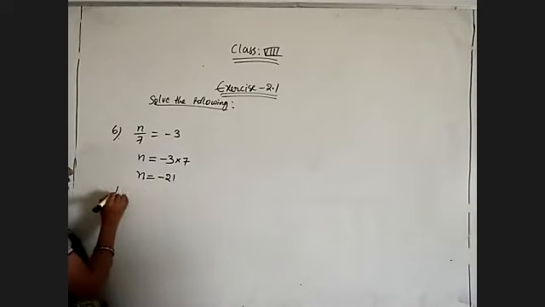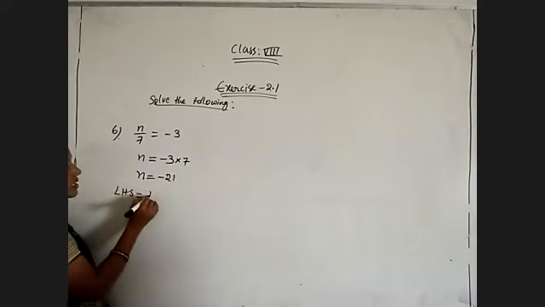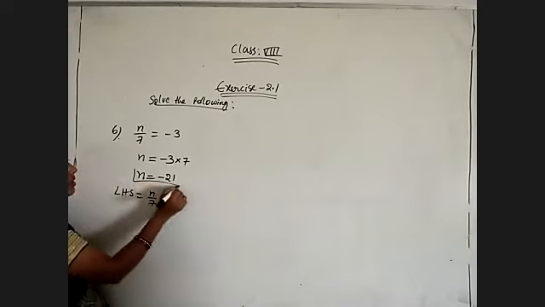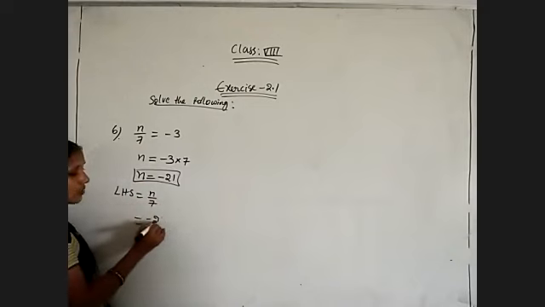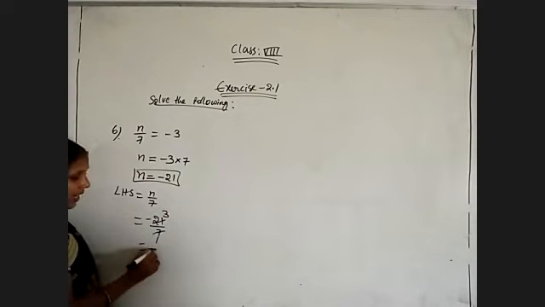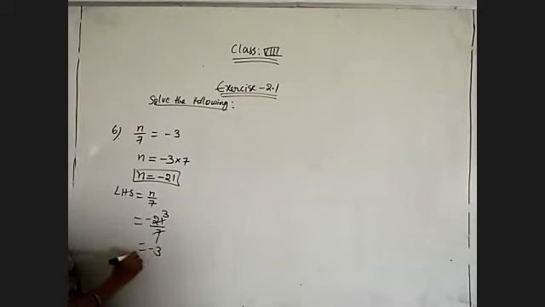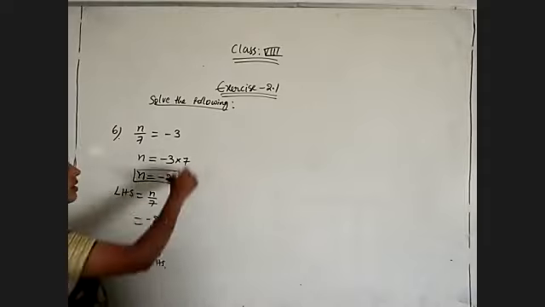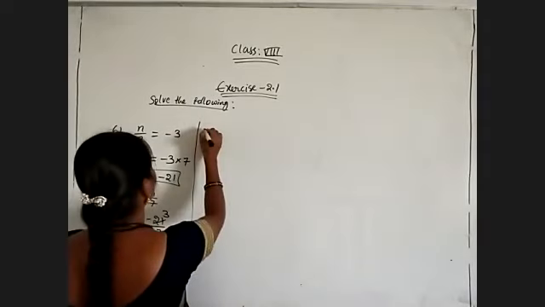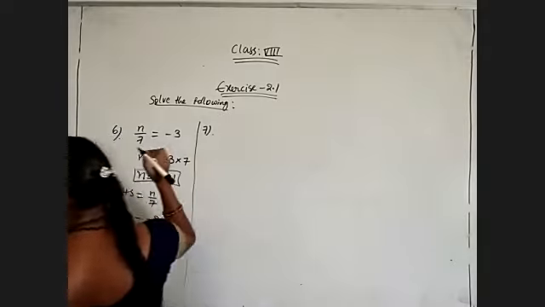Okay. Now check. LHS of the given equation is n by 7. The n value we got is minus 21, so minus 21 by 7. 7 threes are 21, so minus 3. And minus 3 is the RHS. So LHS is equal to RHS. That means whatever we got, the answer is correct. So this is given for division. Now another question.